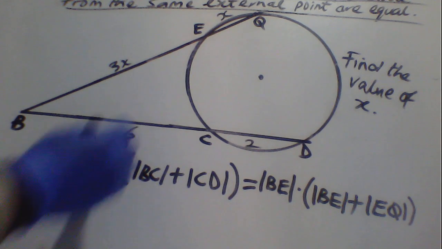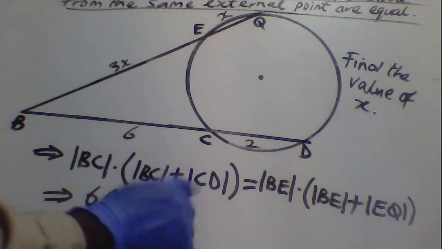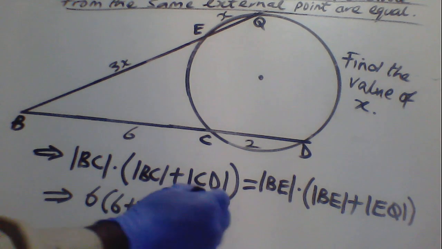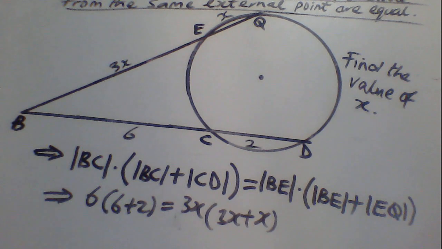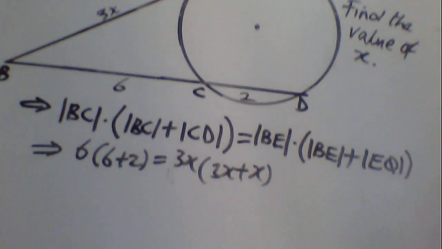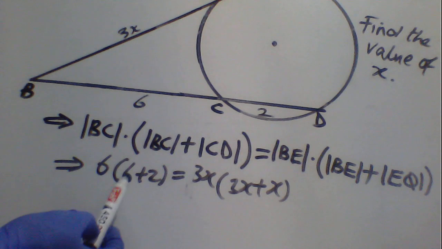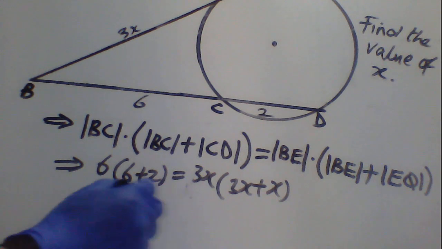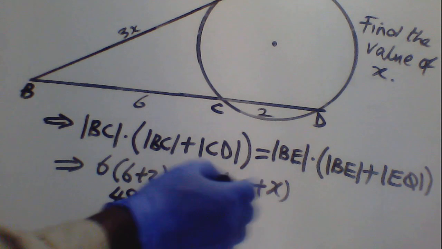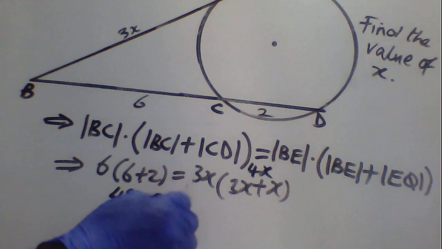So this implies that 6 in bracket 6 plus 2 is the same as 3x in bracket 3x plus what? X. Once we have written the equation, the next thing is to simplify the terms. So here 6 plus 2 gives us 8, and 8 times 6 gives us 48. Then 3x plus x, you can sum this immediately, and this gives us 4x. So 3x times 4x gives us 12x squared.